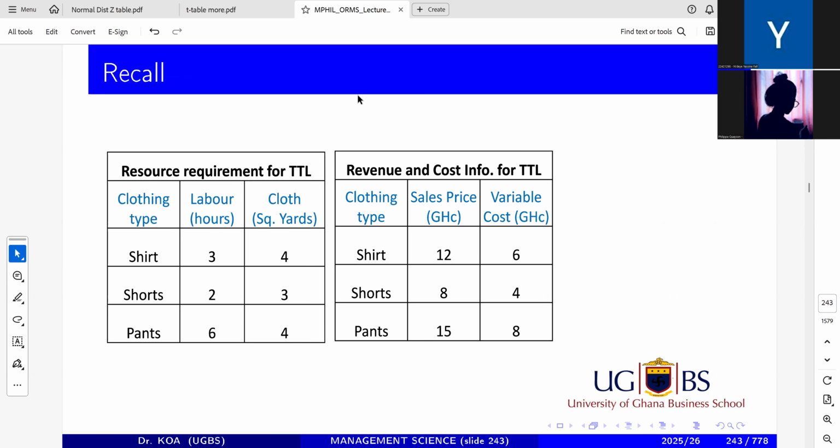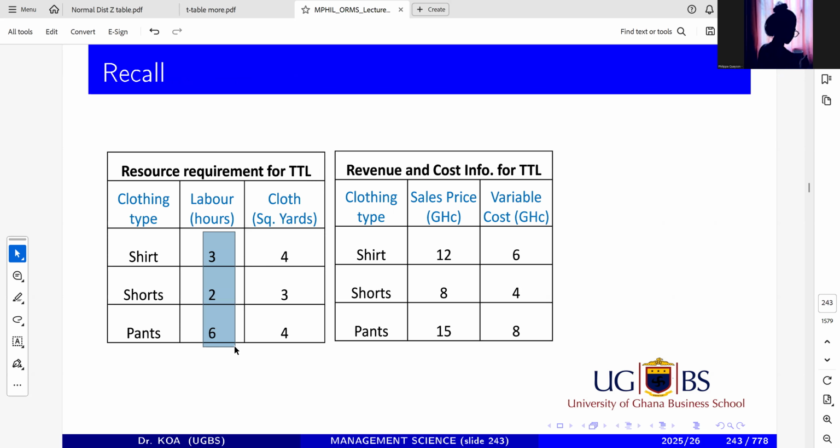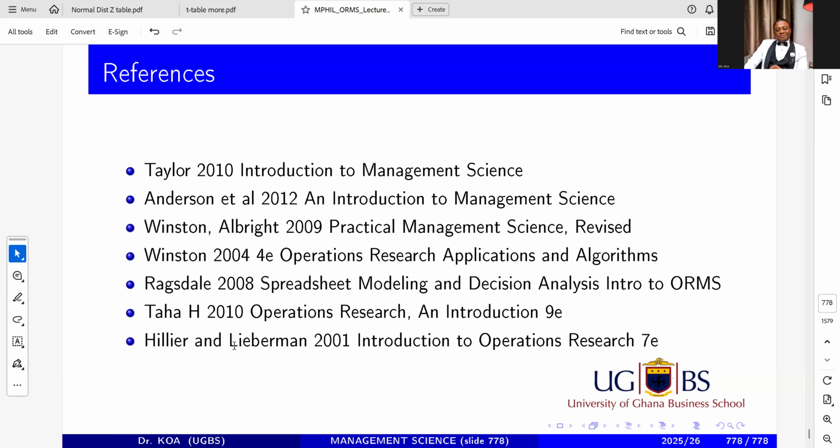Philippa, go ahead. Thank you. Okay, sir. So for the labor constraint, I believe it's going to be 3x1 plus 2x2 plus 6x3 less than or equal to 150. All right. Continue with the cloth. For the cloth constraint, it's going to be 4x1 plus 3x2 plus 4x3 less than or equal to 160. Very good. 2 marks for that. At least you are following.